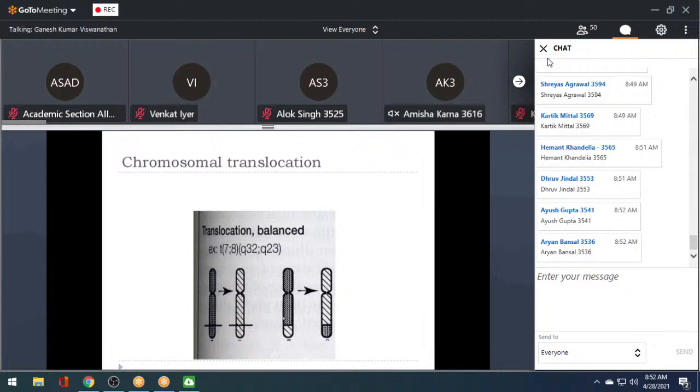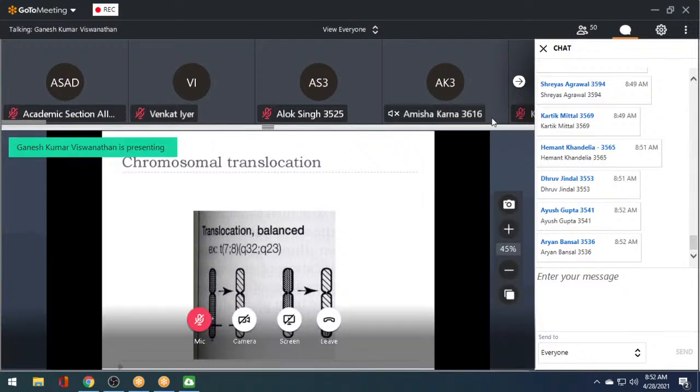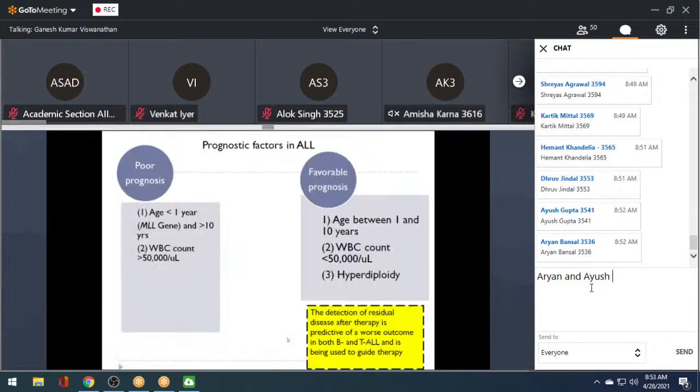So chromosomal translocation is when the genetic material between the chromosomes gets exchanged. So this is chromosome 7 and 8. Normally the genetic material of 7 is present within 7 only. When there is translocation, there is exchange of this genetic material. So we diagnose the cancers based on the cytogenetic characteristics.